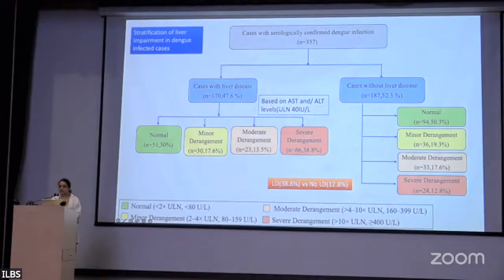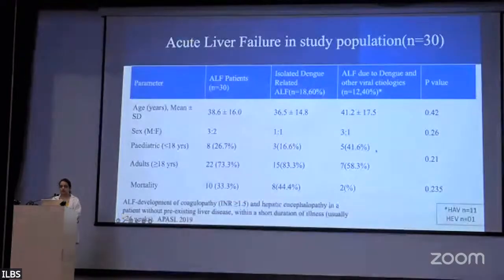And as we can see, severe derangement was more common in liver disease patients as compared to the no liver disease patients, with 38.8% patients here and 12.8% patients here. Now coming on to the clinical profile of patients with acute liver failure in our study, a total of 30 patients developed ALF, of which 60% were isolated dengue and 40% were due to other viral causes, that is hepatitis A infection. There were 11 patients, and hepatitis B virus infection, there was one patient.